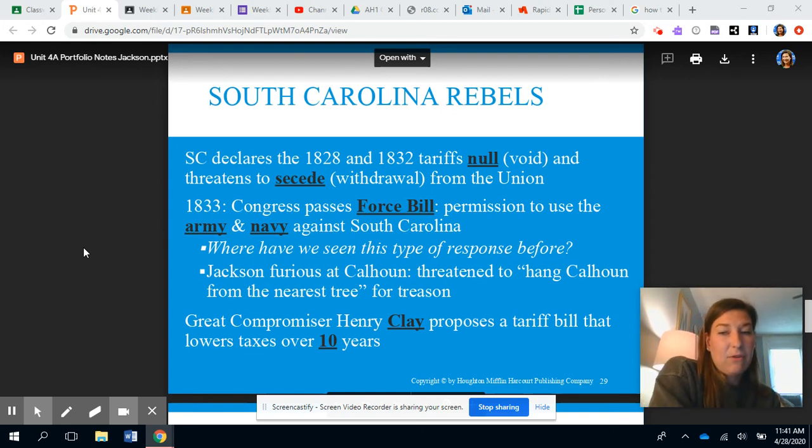So Henry Clay is going to come forward and actually propose a tariff that is a lesser tariff than the original tariffs that were produced in Congress. So we are going to be lowering the taxes over 10 years. South Carolina calms down. Jackson is furious with Calhoun because he's like, dude, you started this entire thing, and threatens to hang him from the nearest tree for treason and going against the national government. That's part of the reason that Calhoun has to go back to South Carolina and be like, ooh, Andrew Jackson does not like me anymore. But we do fix it and calm down the problem by lowering the tariff.